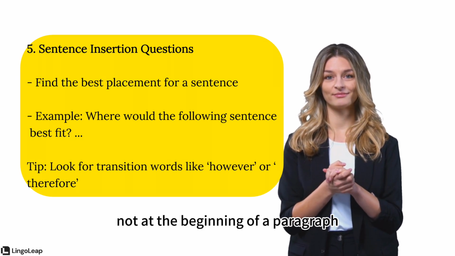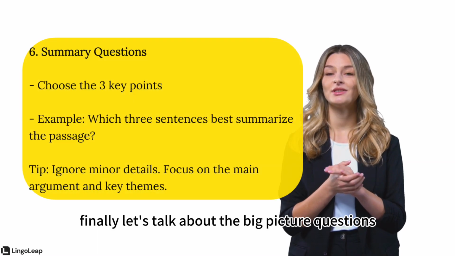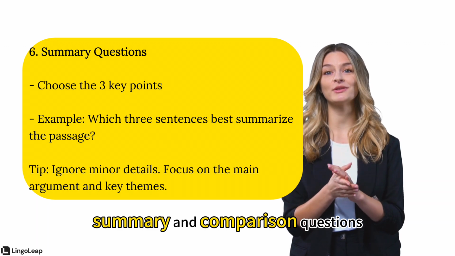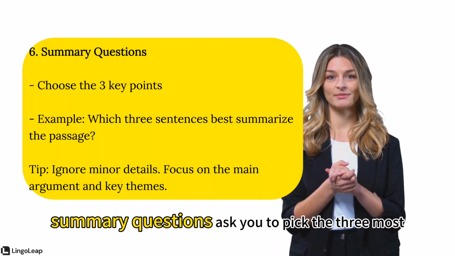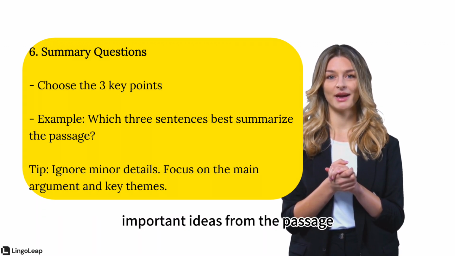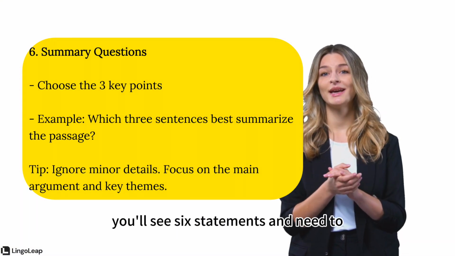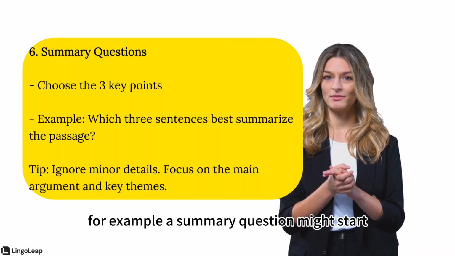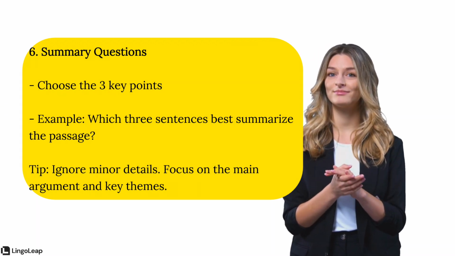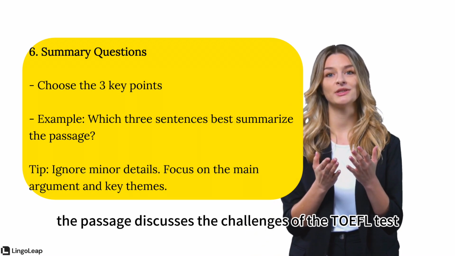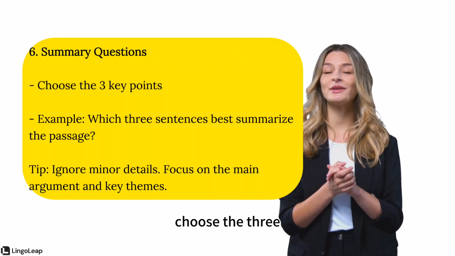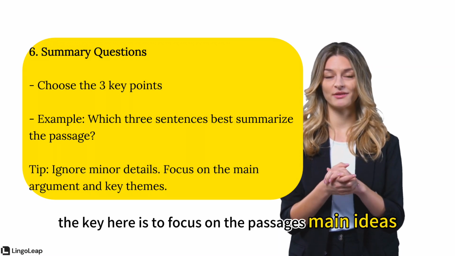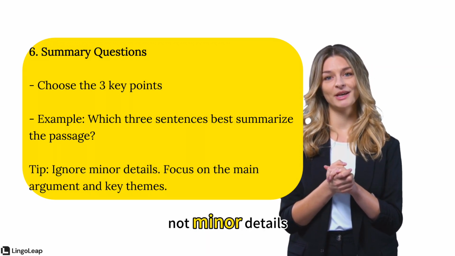Finally, let's talk about the big picture questions, summary and comparison questions. Summary questions ask you to pick the 3 most important ideas from the passage. You'll see 6 statements and need to choose the ones that best summarize the passage. For example, a summary question might start with, the passage discusses the challenges of the TOEFL test. Choose the 3 statements that best summarize the passage. The key here is to focus on the passage's main ideas, not minor details.